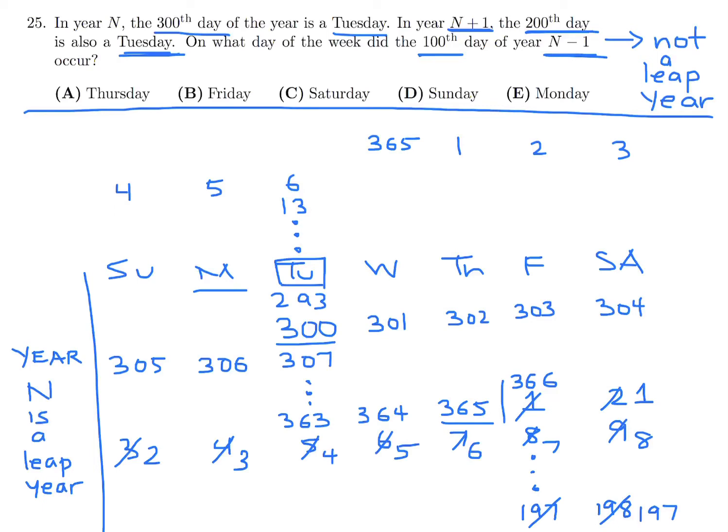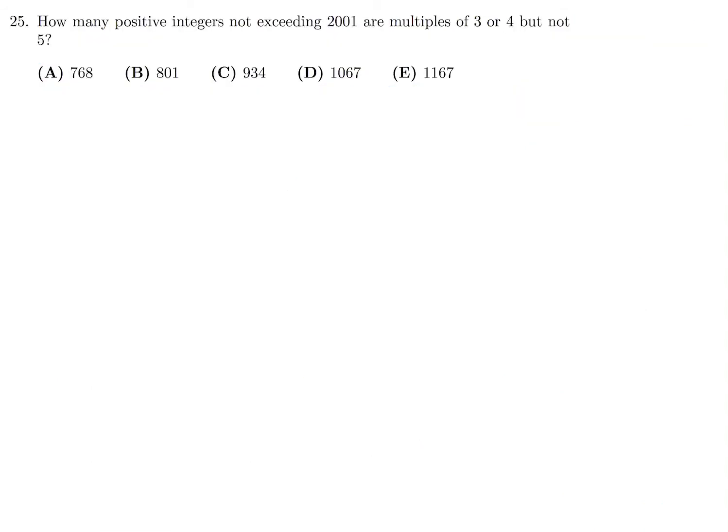But they want the 100th day. So same thing. You got to keep going backward from 365. And you can always subtract by 70s. And if you do, you'll get all the way down to 106. So you got 105, 104, 103, 102, 101, and finally 100. And that 100th day is a Thursday. So the answer to 25 is A.